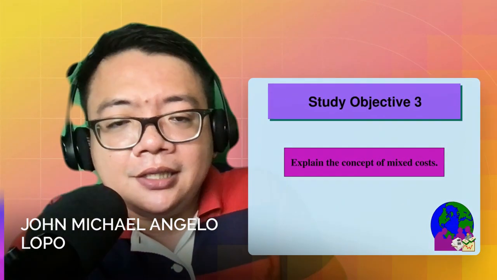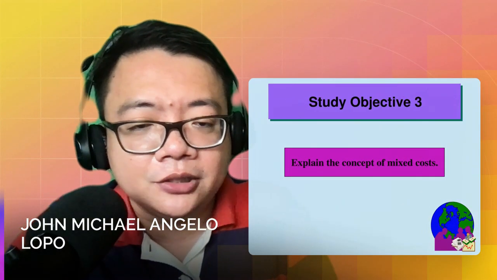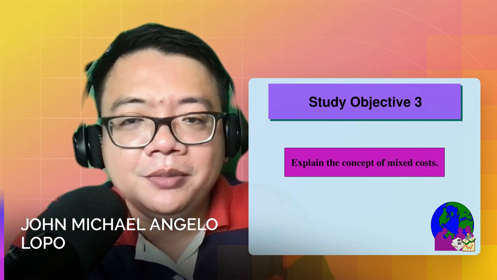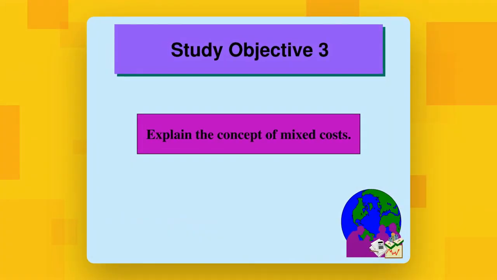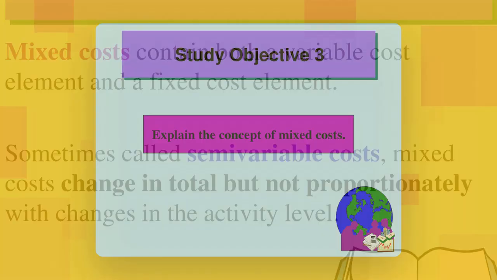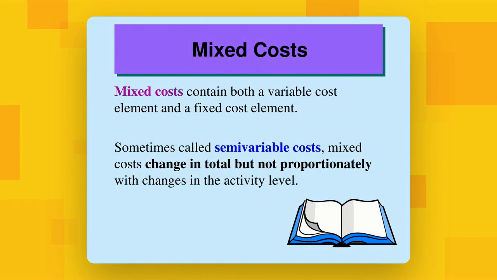Okay. Next is all about your mixed costs. Alright. So ano bang ibig sabihin ng tinatawag nating mixed costs? Again, mixed costs here is a combination of your variable and your fixed costs. Kaya nga mix. Alright? It contains both your variable element and at the same time your fixed element.